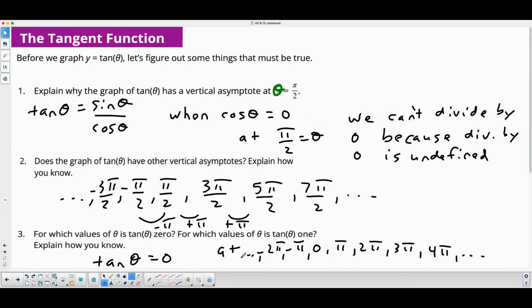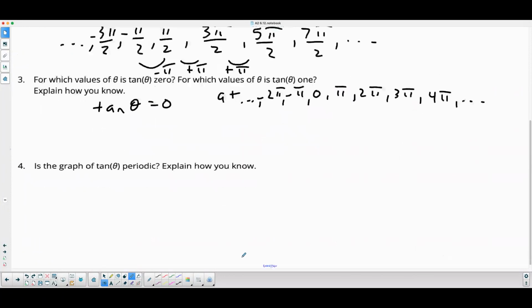And then the last one here, where is it equal to 1? We don't have any spots on our table that it equals 1. So go ahead and take a look at your unit circle, and you're going to see that at pi over 4, the tangent's 1. And then 5 pi over 4.